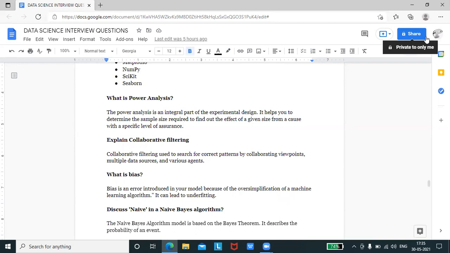What is bias? Bias is a very important term. Bias is an error introduced in your model because of the oversimplification of a machine learning algorithm. It can lead to underfitting.